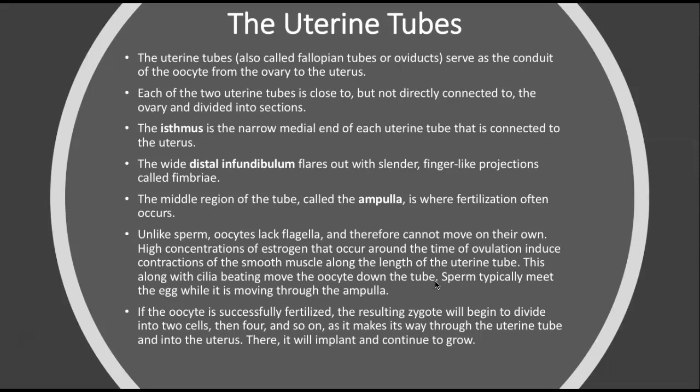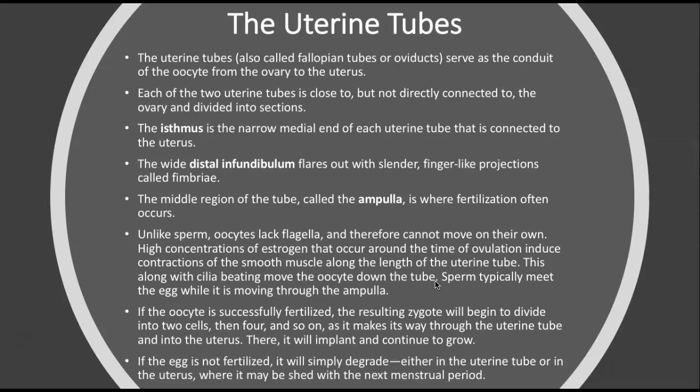If sperm does meet the egg and it's successfully fertilized, the resulting zygote will begin to divide into 2 cells, 4, 8, 16, 32, and so on as it makes its way through the uterine tube and into the uterus. There it will implant and continue to grow. If the egg is not fertilized, it will simply degrade at this point, either in the uterine tube or in the uterus, where it might be shed with the next menstrual period.